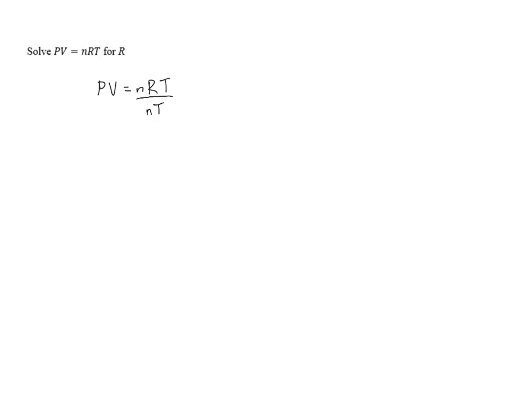Now, of course, we'll also have to divide the left-hand side by nT. When we do this on the left, we have PV over nT. And on the right, the n's and the T's cancel, and we're left with R. And so this tells us that R is equal to P times V all over n times T. And that's our final answer.